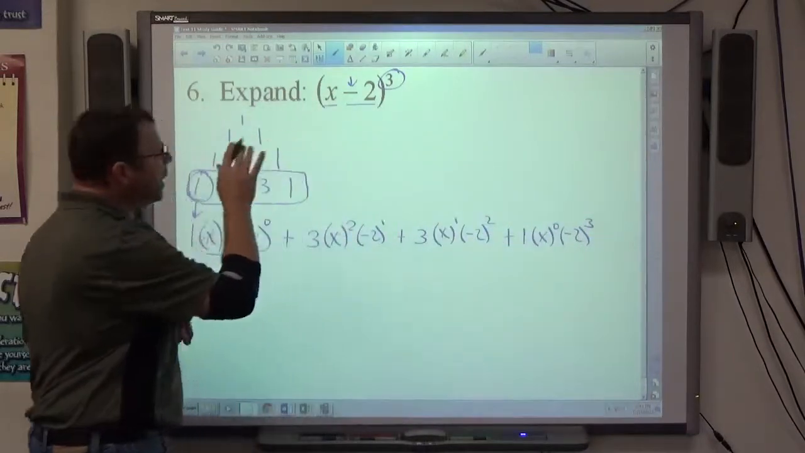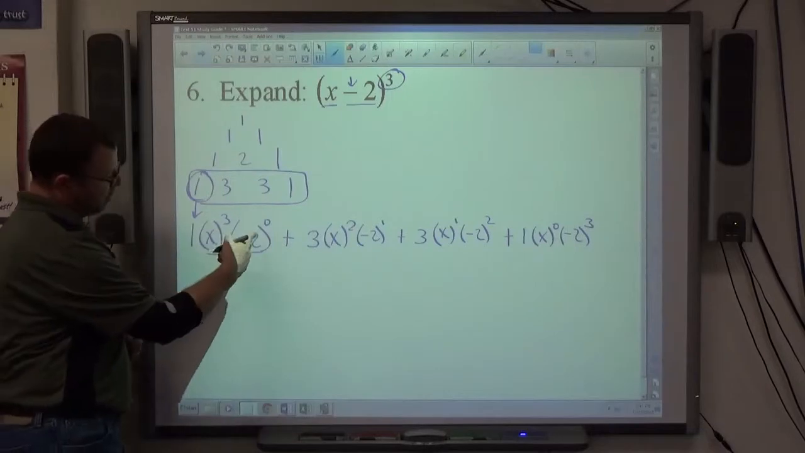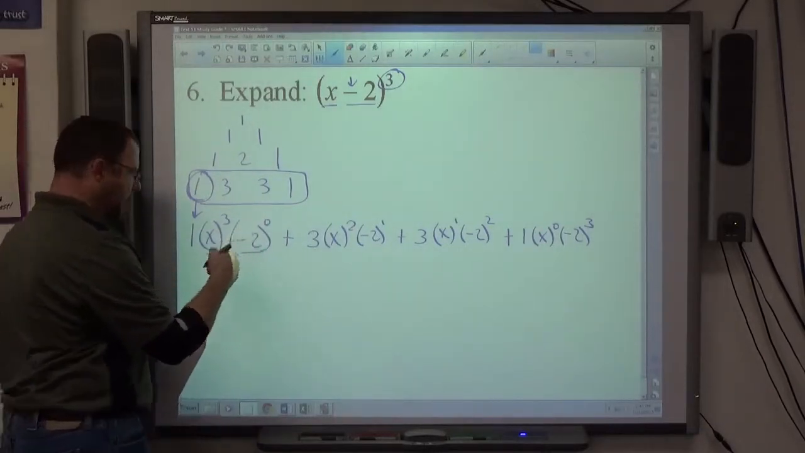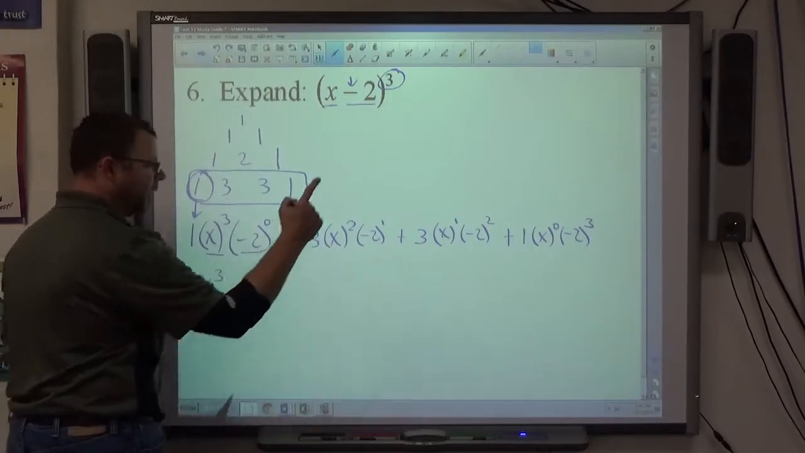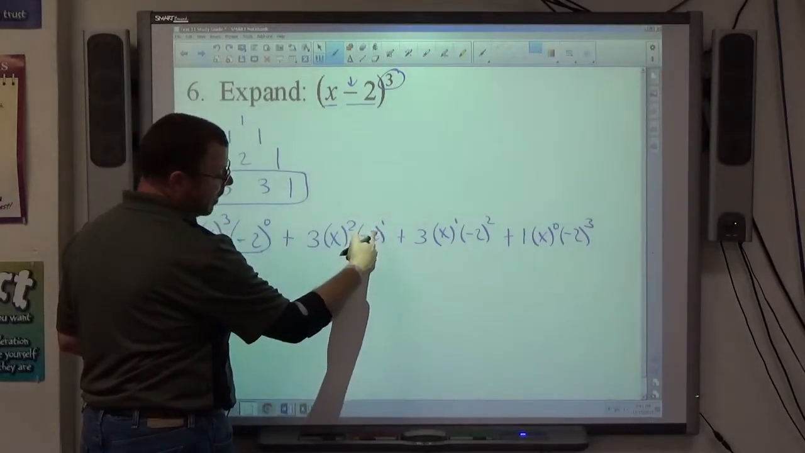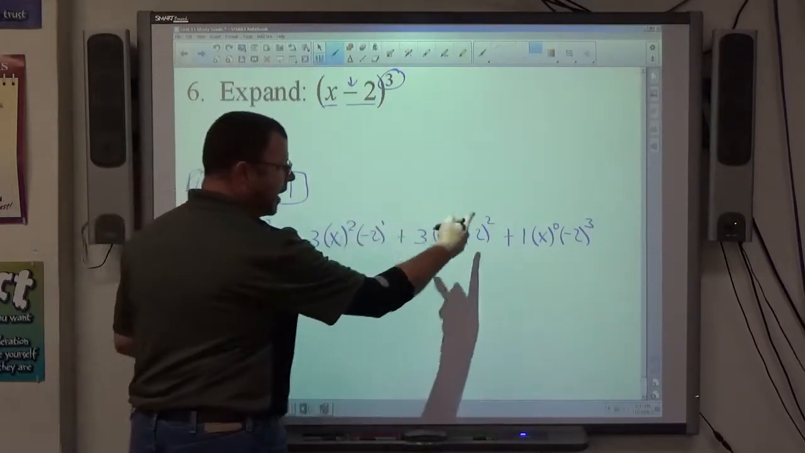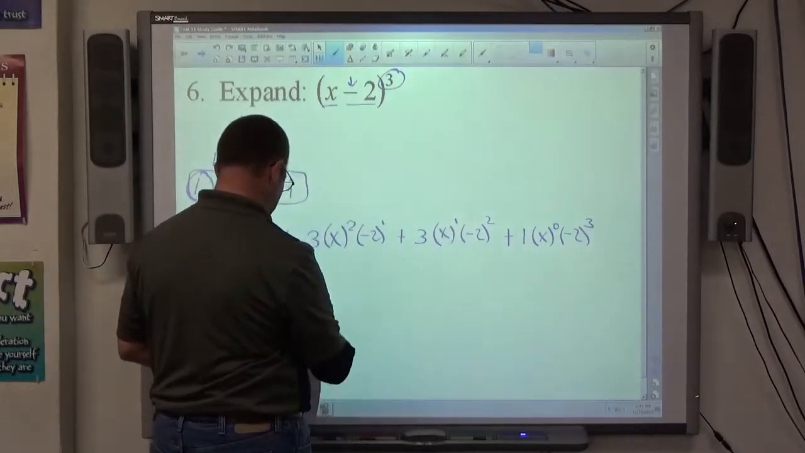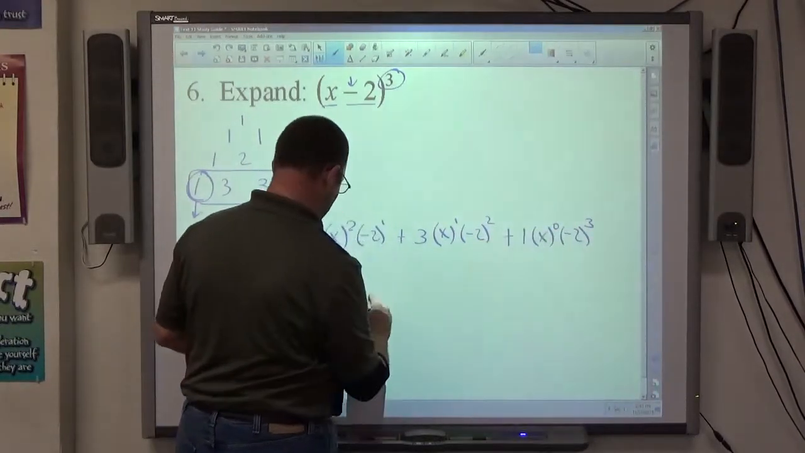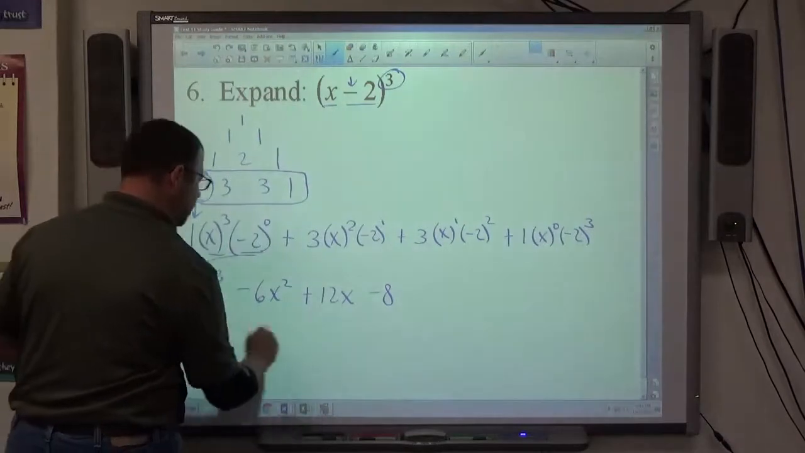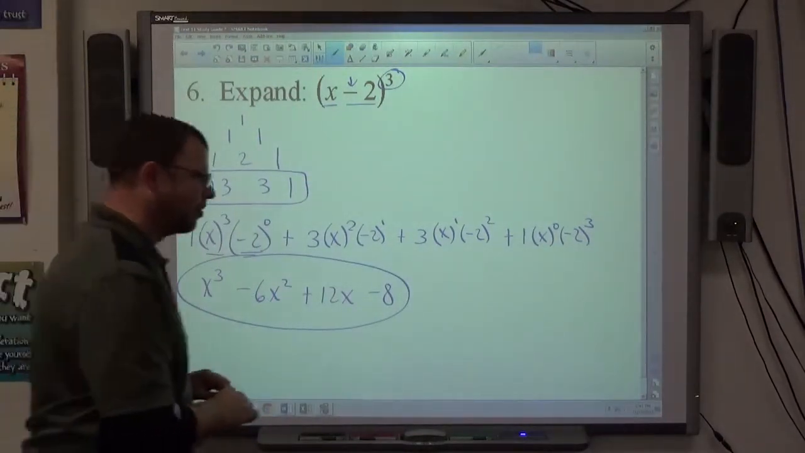Okay? The negative in there makes negative signs happen on some of the terms, but not all the terms. So when you get an even power, the 0 power makes a +1. So +1, and x cubed makes x cubed. An odd power makes a negative answer, so negative 2 times 3 is negative 6x squared. Even power positive, 4 times 3 is 12x. Odd power negative, negative 8 times 1 is negative 8. And that is the end result. That's x minus 2 cubed expanded completely using Pascal's triangle.